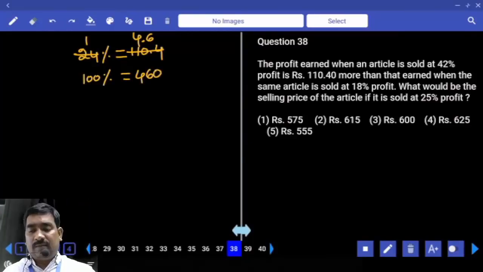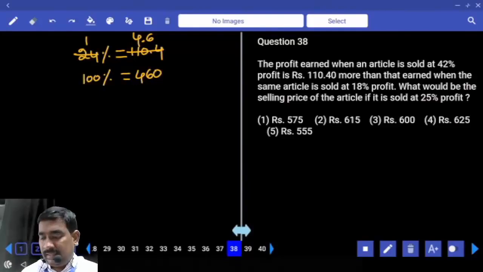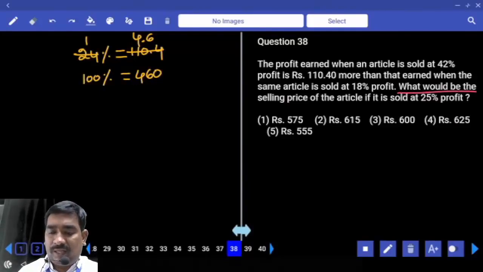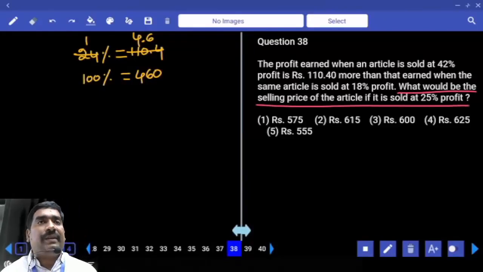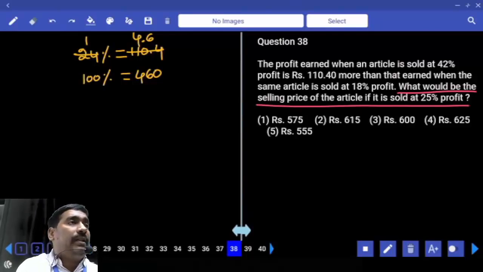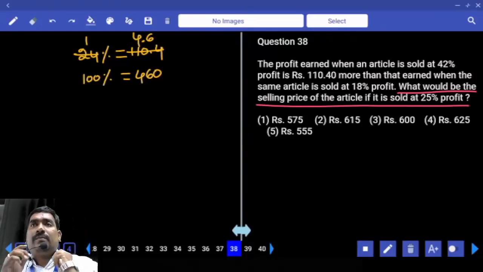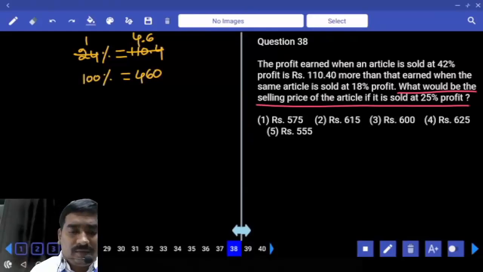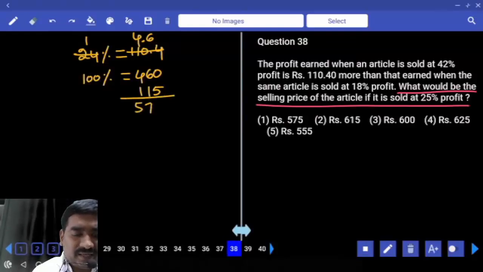But they don't ask us what the cost price is here. They ask us to find what the selling price of the article would be if it is sold at 25% profit. That means 25% of 460 we need to add. 25% means a quarter. Half of 460 is 230, and half of 230 is 115. 115 is the profit. The selling price is 575.